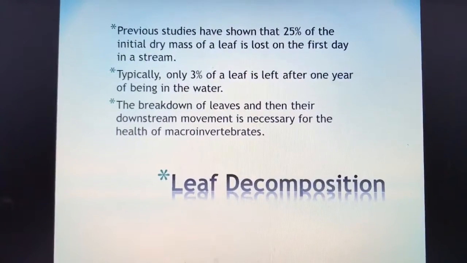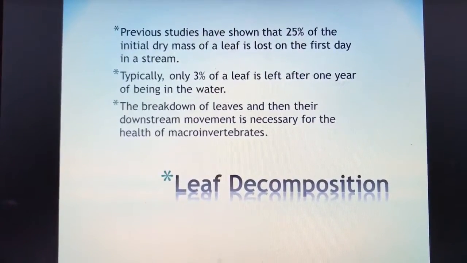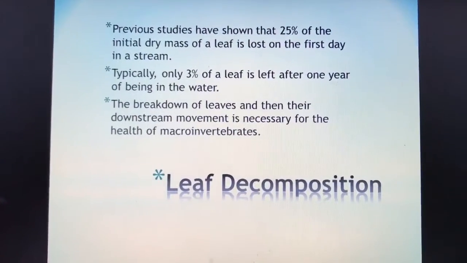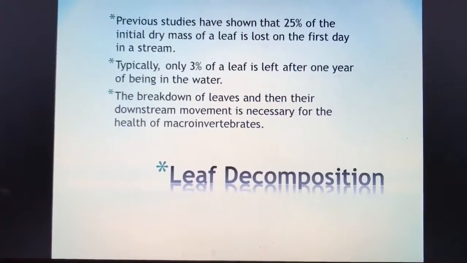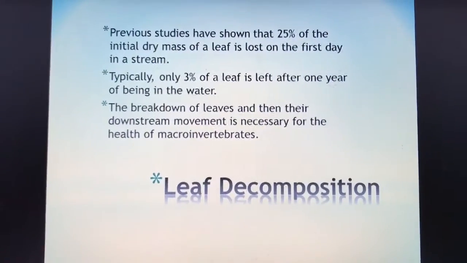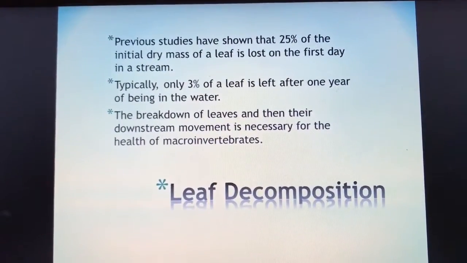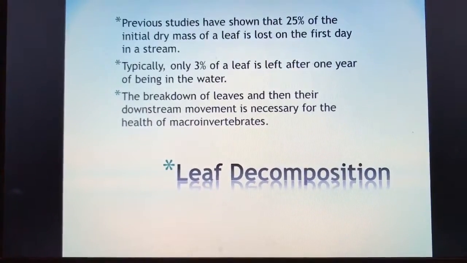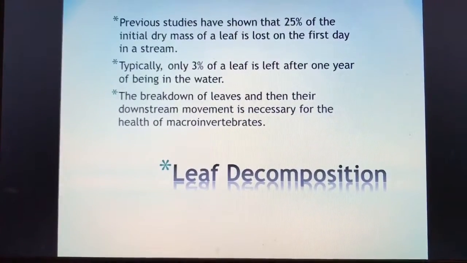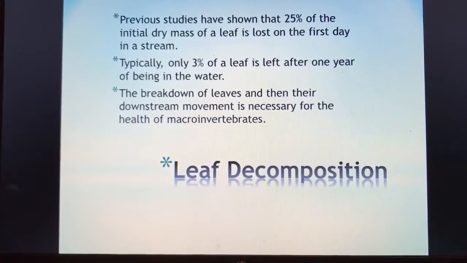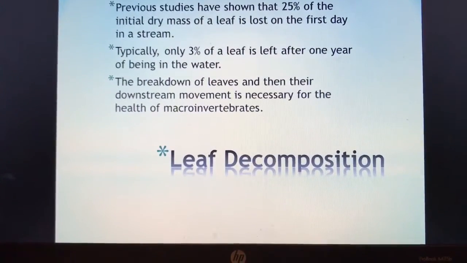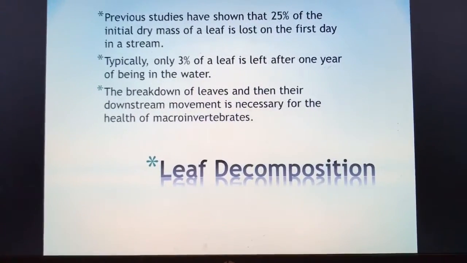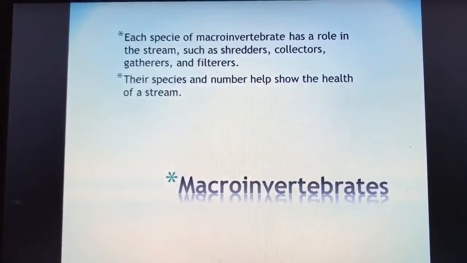One of my dependent variables was leaf decomposition. Previous studies have shown that 25% of the initial dry mass of a leaf is lost on the first day of it being in the stream. Typically only 3% of that leaf is left after 1 year of being in the water. And the breakdown of leaves and then their downstream movement is necessary for the health of macroinvertebrates.